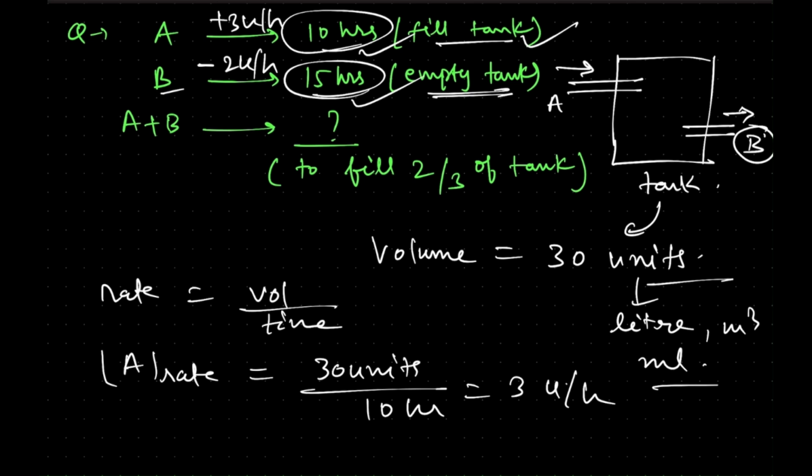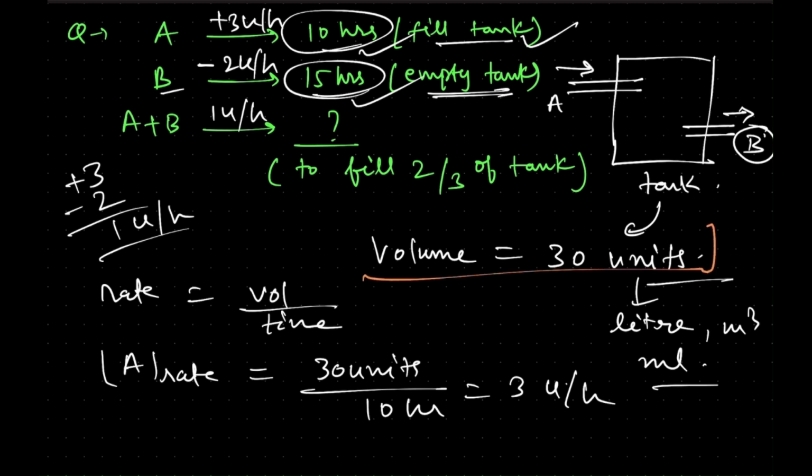So what will be their combined rate? 3 plus and minus 2, it will be 1 unit per hour. So we can see that the total volume, how much have we assumed? 30 units, and our combined rate is 1 unit per hour. So how much time will it take? 30 by 1, it will take 30 hours.